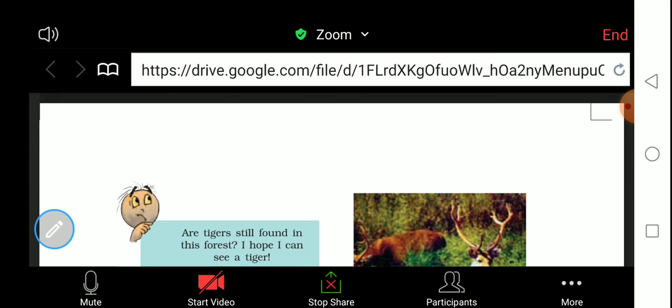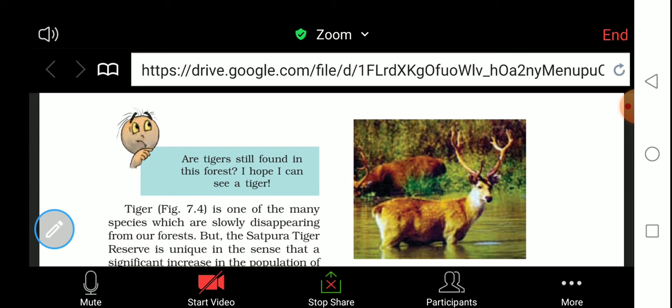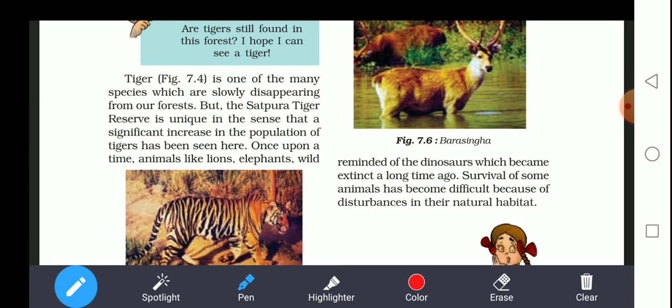So next, here, are tigers still found in this forest? I can see a tiger is one of the many species which are slowly disappearing from our forest. Many animals and species are disappearing from our forest. But the Satpura Tiger Reserve is unique in the sense that a significant increase in the population of tiger has been seen here. Why? They kept the tiger.